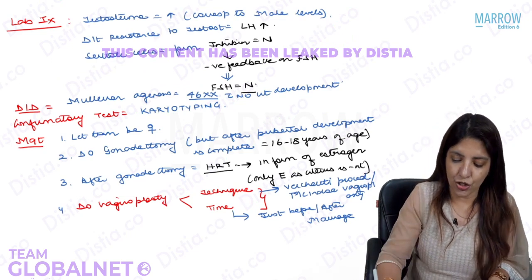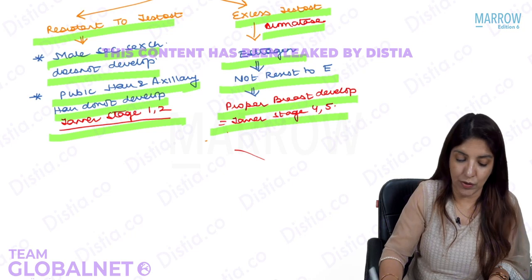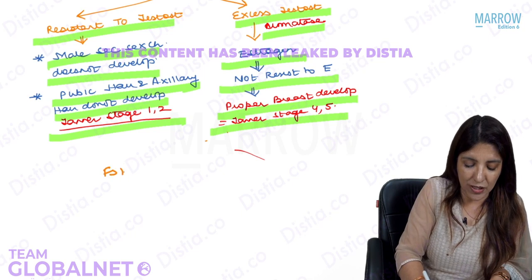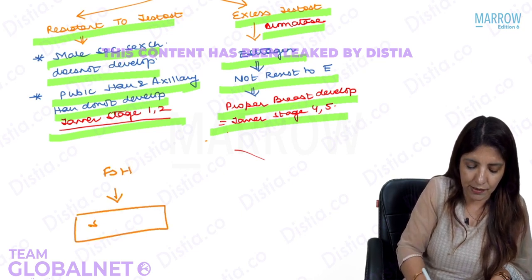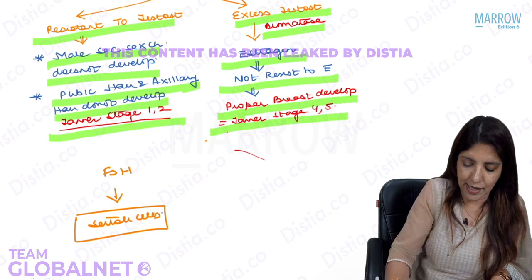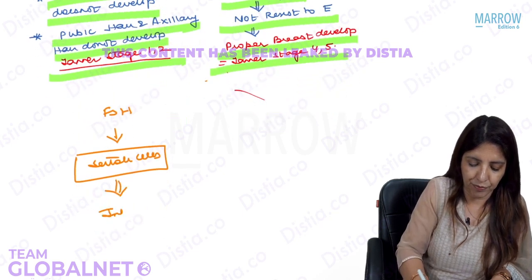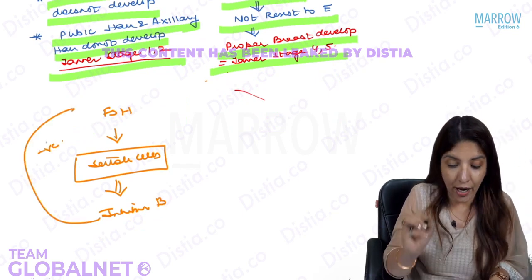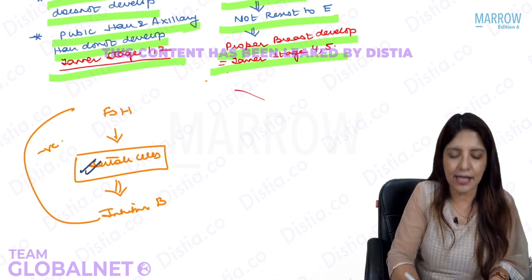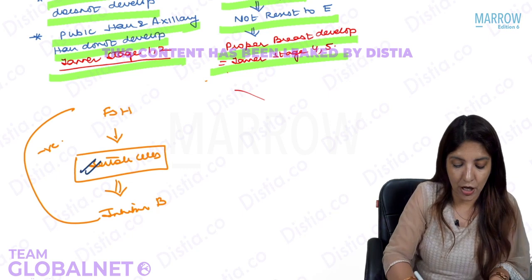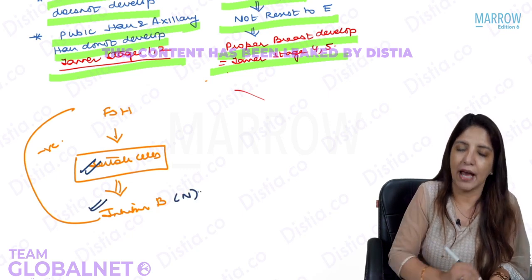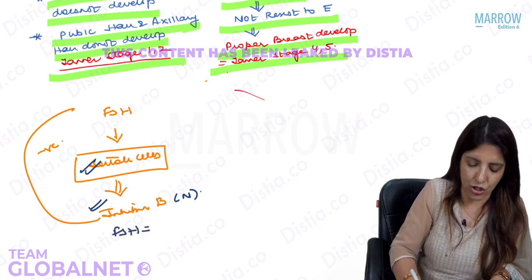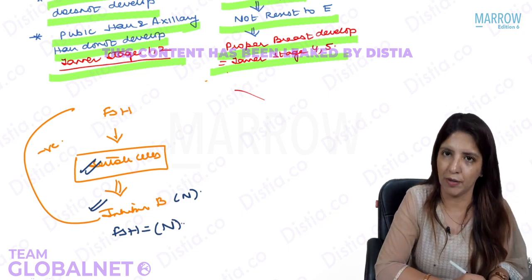Now, what are the lab investigations which you are going to get in them? To understand the lab investigations, I am repeating what I told you a few minutes back, that it is FSH which acts on Sertoli cells, and Sertoli cells produce inhibin B, which has a negative feedback on FSH. Now, in these individuals, Sertoli cells are functioning normally, the testes are normal, so levels of inhibin will be normal, and if levels of inhibin B are normal, they will have a negative feedback on FSH, so levels of FSH will also be normal, right?